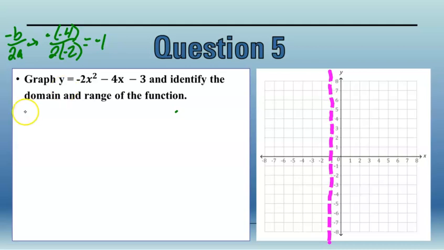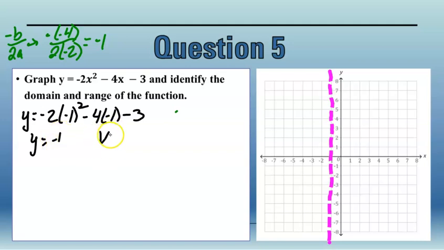So if I put negative 1 in for x, I can find my y. So negative 2 times negative 1 squared minus 4 times negative 1 minus 3. That's going to give me a y value of negative 1. So I have a vertex at negative 1, negative 1. So I'm going to put my point there first. And then I need to plot a point on each side of the vertex. If x is 0, that means I have my y-intercept, which is at negative 3. So I'm going to put a point at negative 3 here. And I can mirror this. Since I'm one step to the right of the vertex, I can go one step to the left. And then I have my parabola. And now I can just draw my parabola here.